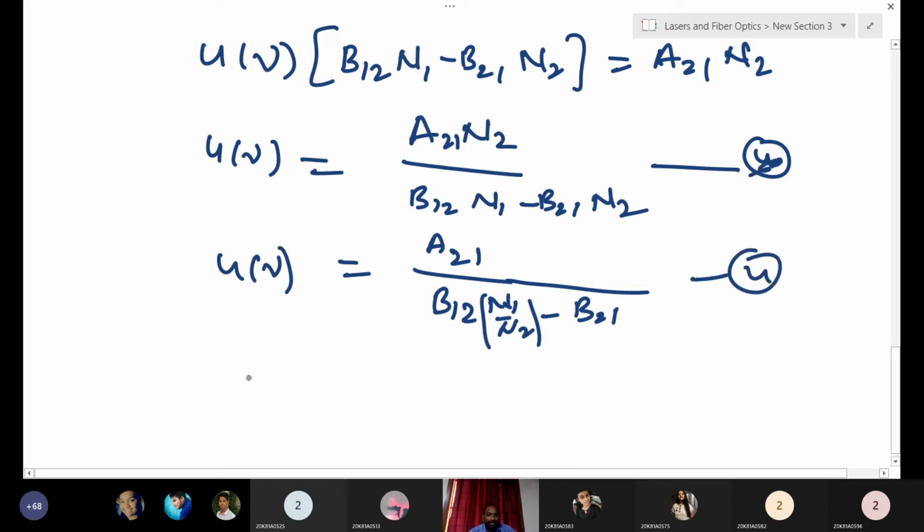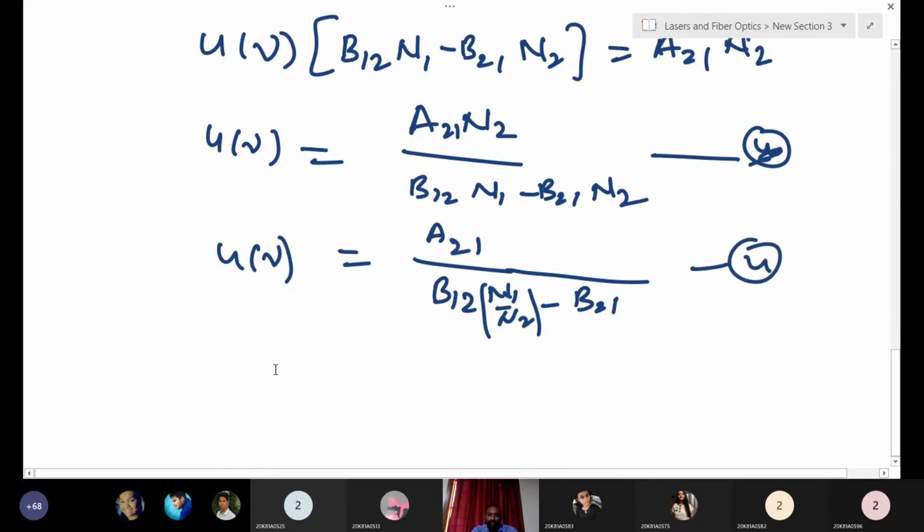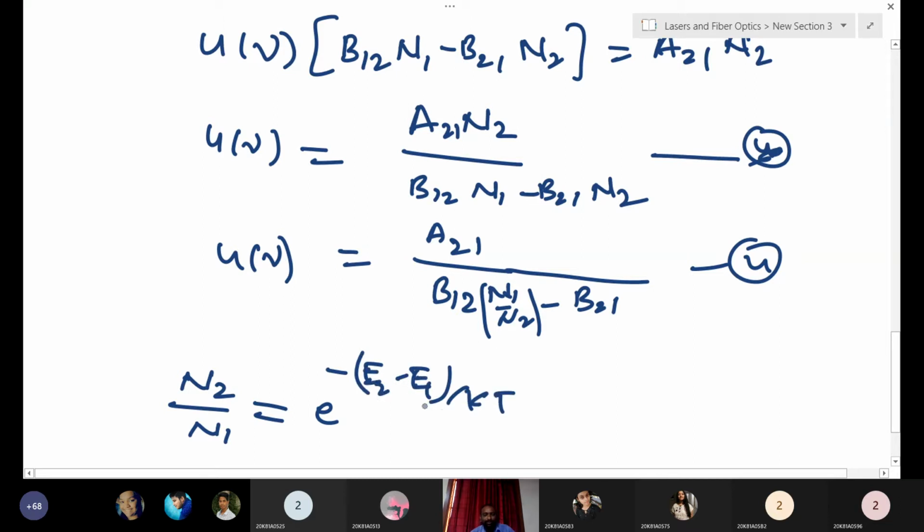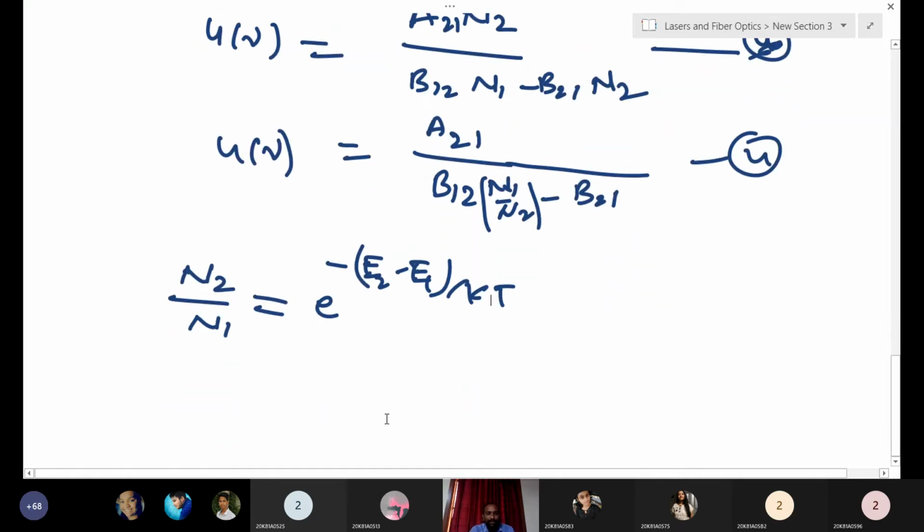Okay, equation four. Yesterday we discussed population inversion, and in that we also discussed one more thing, the Boltzmann equation. What is that equation? The Boltzmann population ratio: N2 by N1 equals e to the power minus (E2 minus E1) by KT, right? This is the Boltzmann equation. Using this one, you can estimate the population density or population ratio.